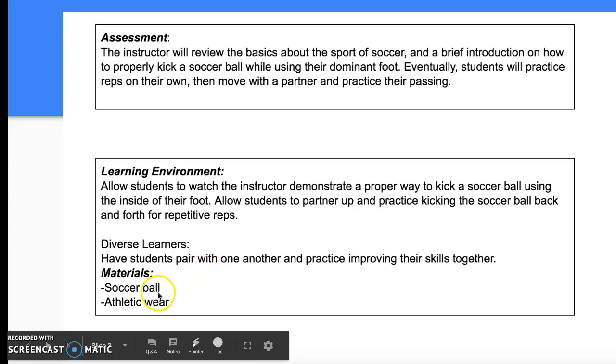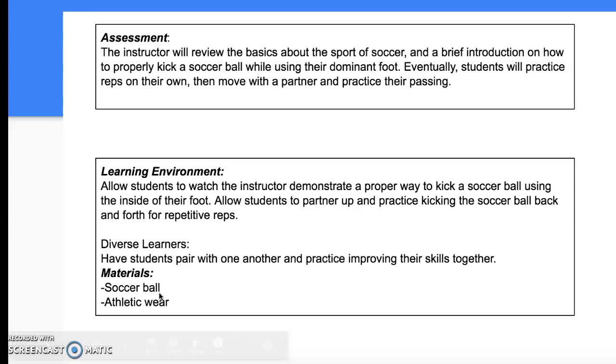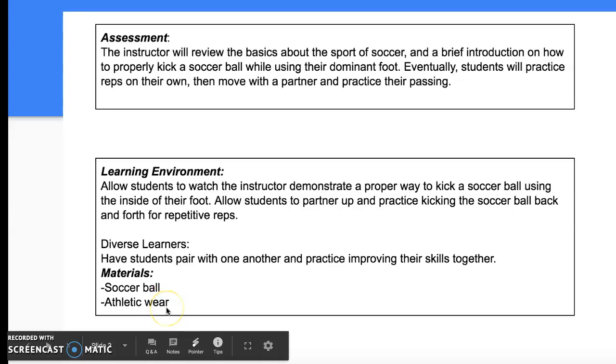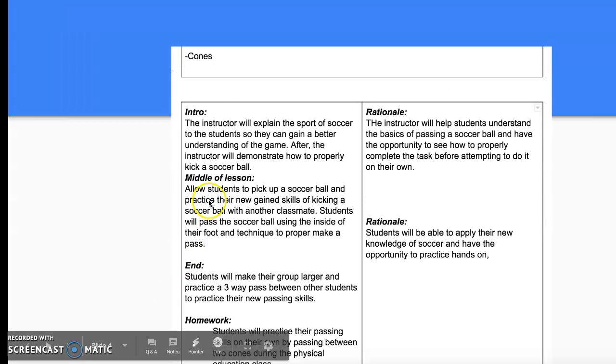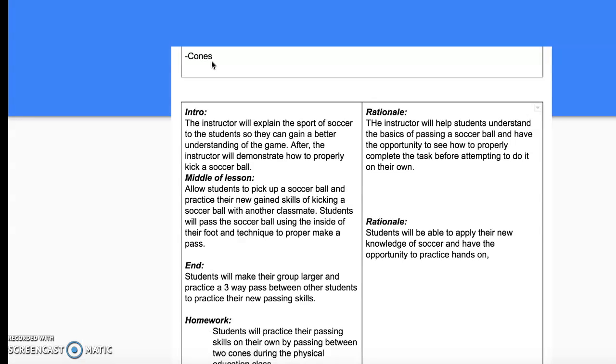The materials you would need: simply a soccer ball, multiple if you have a larger class, and athletic wear, meaning sneakers or any type of workout shoe. You don't want anyone wearing sandals or shoes that aren't comfortable or safe. Also some cones to help keep the distance between the passing to a minimum so people aren't trying to pass too far for their own good.